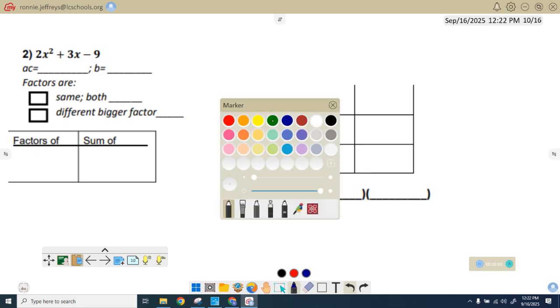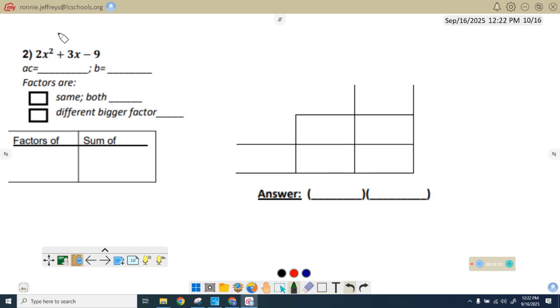All right. So our A times our C is negative 18. This tells us our signs are different. Our bigger factor is going to be positive. So the factors of negative 18 that combine to give us positive 3: it's a positive 6 and a negative 3.